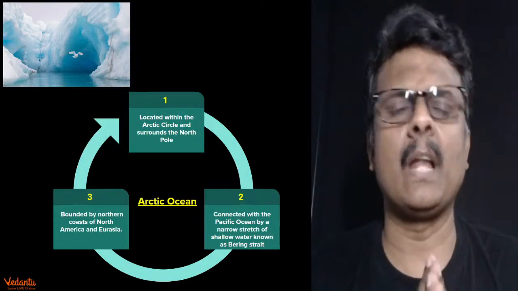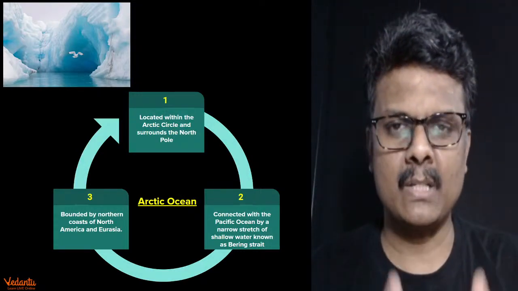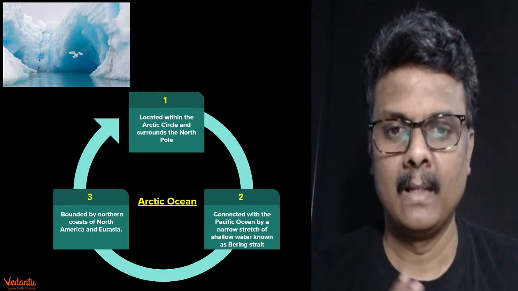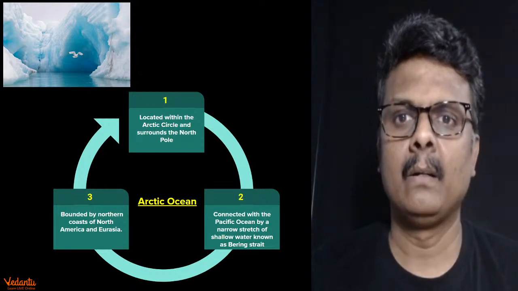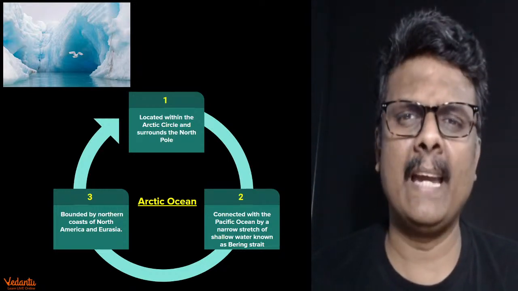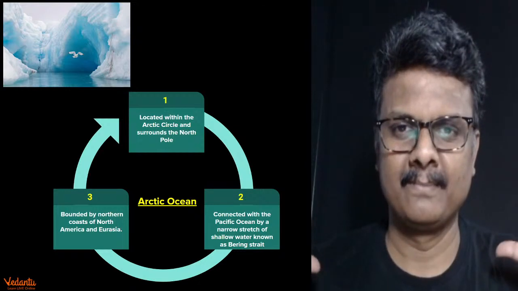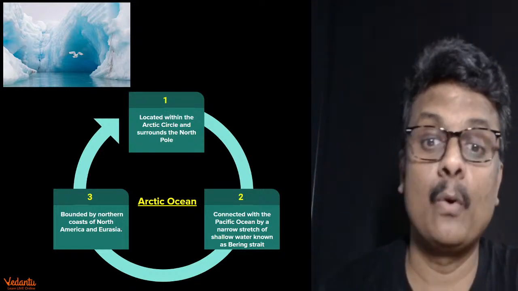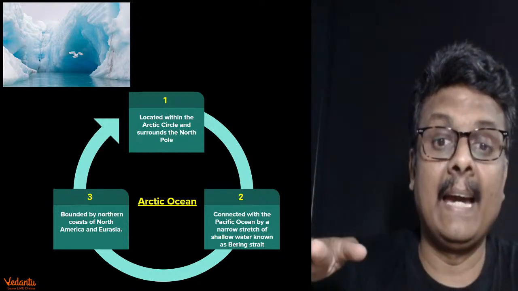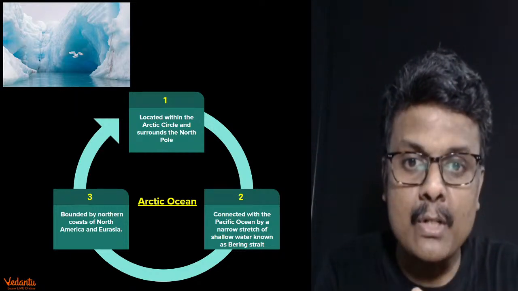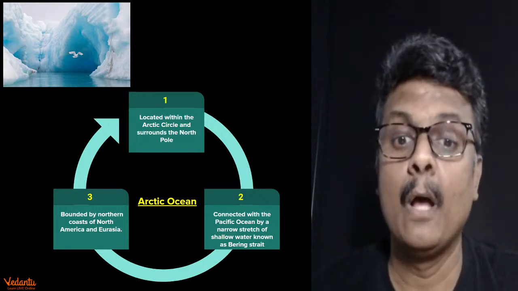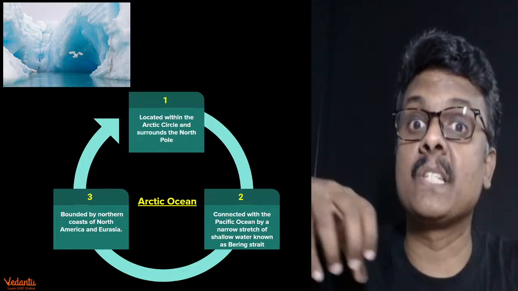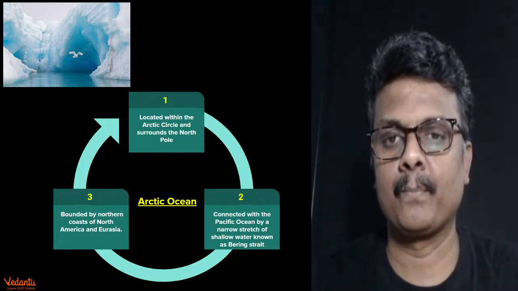Now the Arctic Ocean. The Arctic Ocean is pretty simple. It is located inside the Arctic Circle, surrounded by the North Pole. Generally, guys, it's more like a mass of water than an ocean. It is connected to the Pacific Ocean through a narrow stretch of shallow water called the Bering Strait.